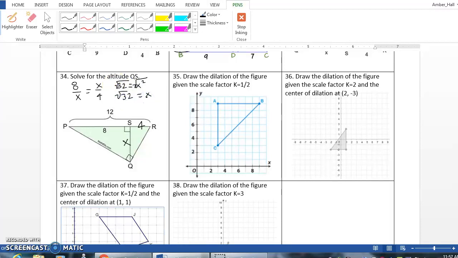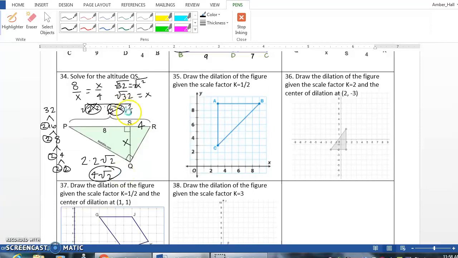The square root of 32 equals x, but we need to reduce this radical, so I need to factor out 32. What goes into 32? 2 and 16. What goes into 16? 2 and 8. What goes into 8? 2 and 4. What goes into 4? 2 and 2. So it's the same thing as 2 times 2 times 2 times 2 times 2. Square root, pair them off. So it'll be 2 times 2, square root of 2. 4 square roots of 2 equals QS.